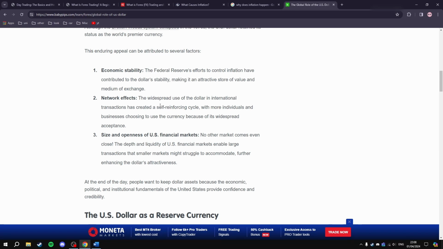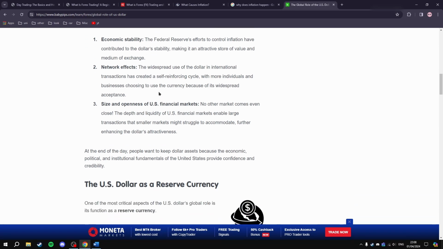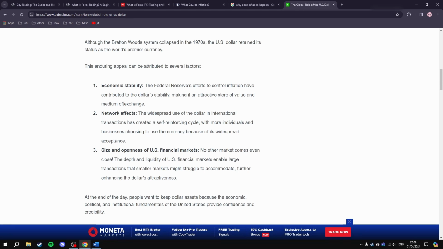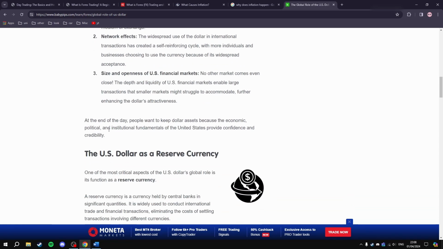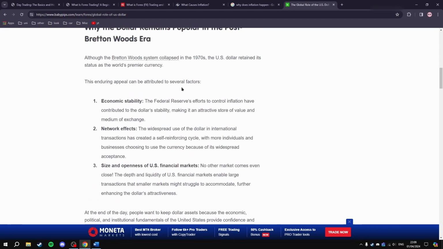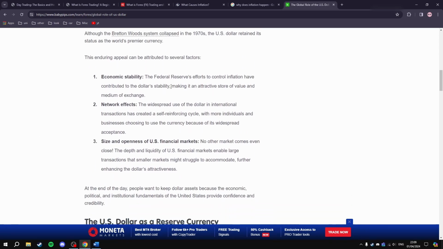Size and openness of the US financial markets. No other market comes even close. The depth and liquidity of the US financial markets enables large transactions that smaller markets might struggle to accommodate, further enhancing the dollar's attractiveness. At the end of the day, people want to keep dollar assets because the economic, political, and institutional fundamentals of the United States provide confidence and credibility. Right, several factors.